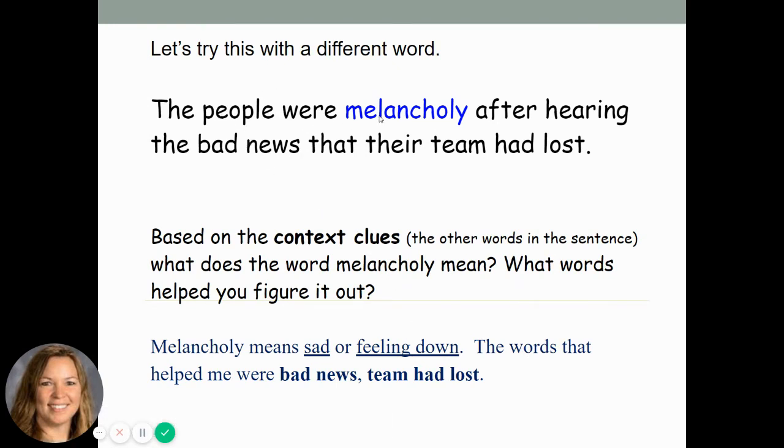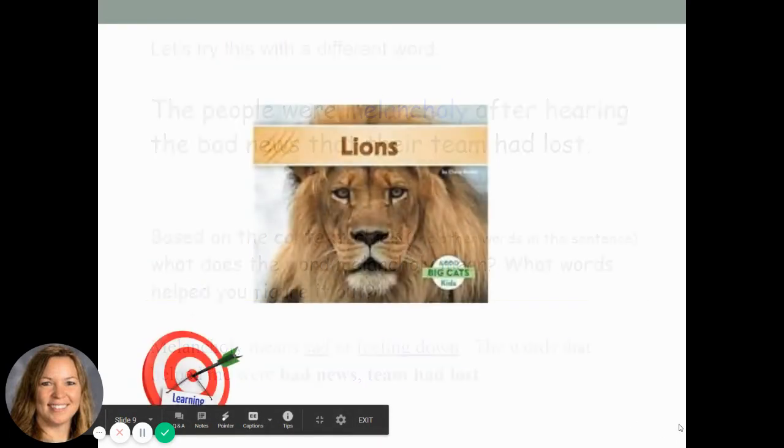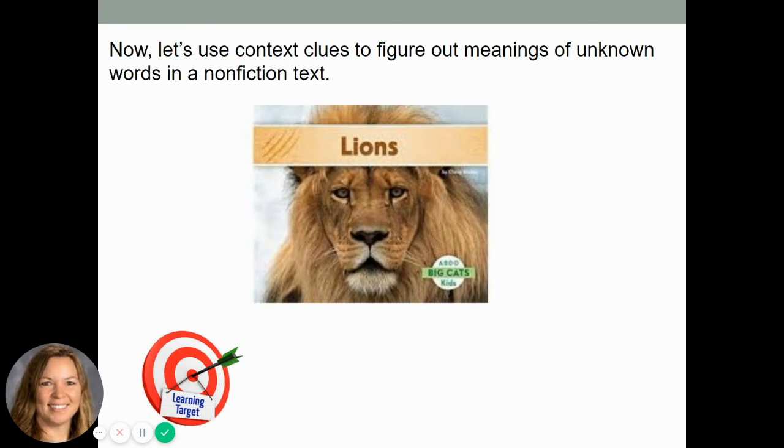The people were melancholy after hearing the bad news that their team had lost. So bad news makes me feel sad, and team had lost is also something sad. So the people were sad after hearing the bad news that their team had lost. The words around the unknown word helped us understand what it means. Now let's use context clues to figure out the meaning of unknown words in a non-fiction text.